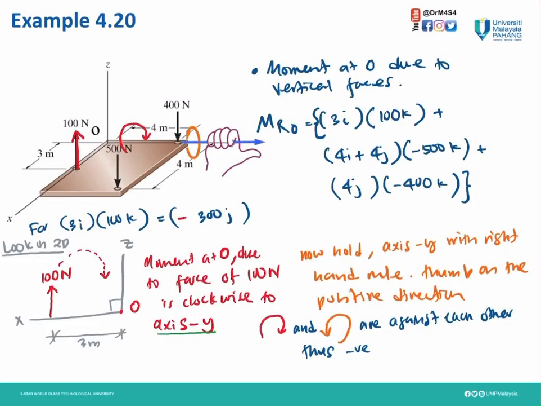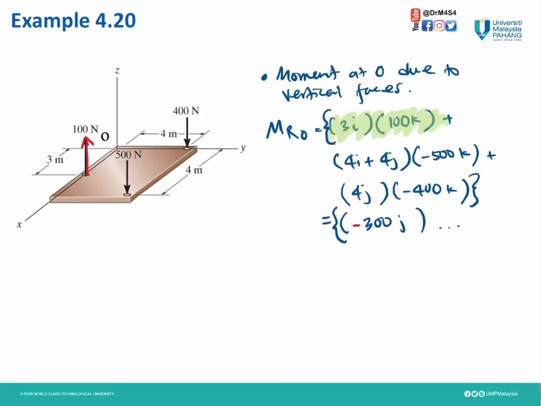So we need to compare both directions. So this is going down, this is going up. So we're going to have this direction, also this direction. So compare both directions against each other. Therefore it resulted in a negative value. Therefore 3I times 100K, we will have negative 300J. So for this one, we can write it as negative 300J.